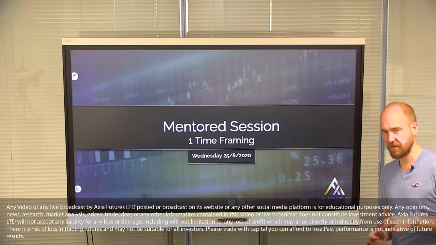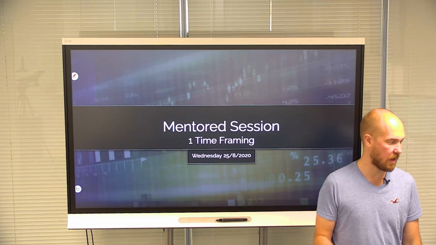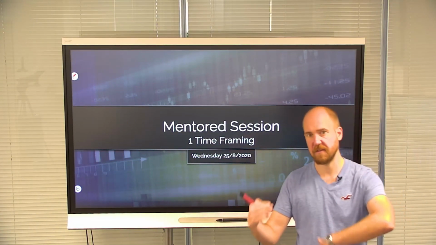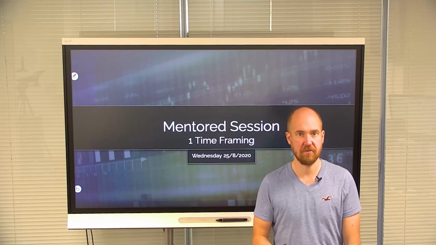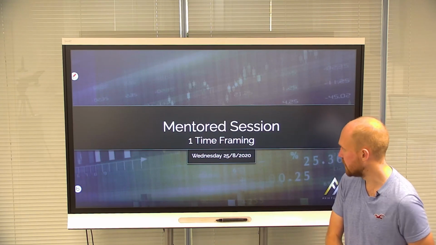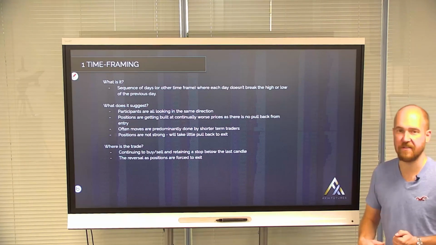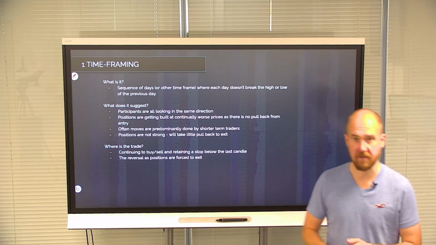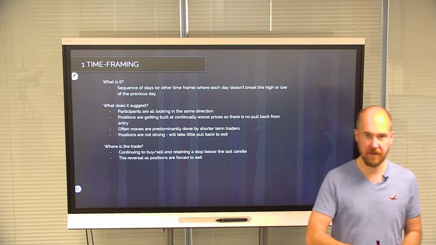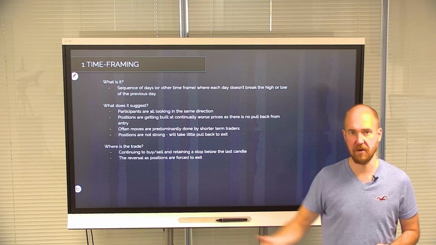What I want to do today is have a little look at one time framing, because I talked about this on Monday in the BUND, and it helps explain how and why yesterday's drop materialized in the way that it did. So what is it? It's a sequence of days or time periods. This could be on an hourly, a 5 minute, a 1 minute, any time period where, if you're one time framing up, you don't get a break of the previous candle's low.